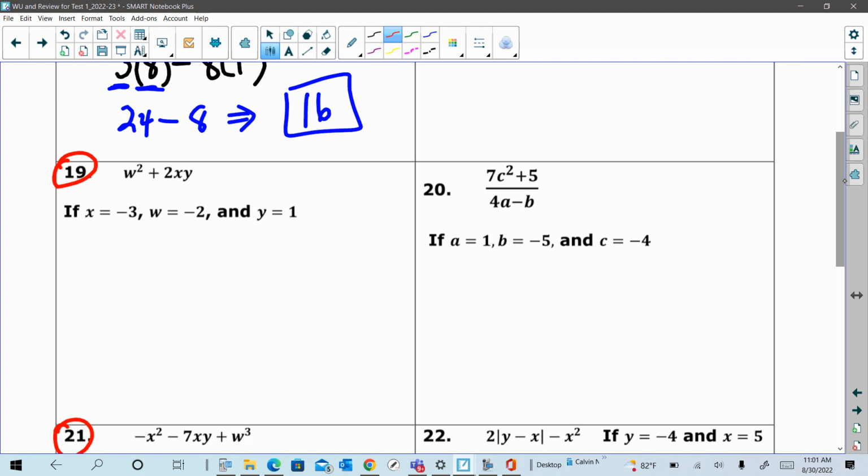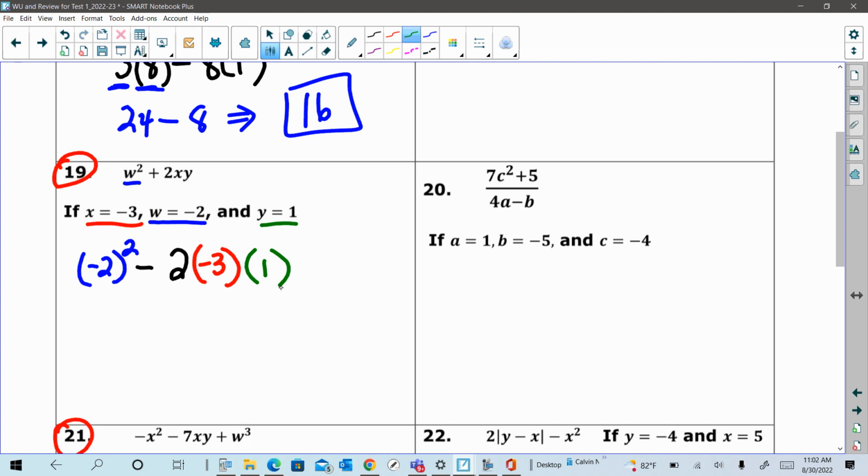So we're going to substitute our W here with negative 2. That W has an integer value. It has a negative. So we're going to just do parentheses, put a negative 2 inside the parentheses, raise it to a power 2. Then we're going to say minus 2x. Well, the x represents a negative 3. So parentheses negative 3. And then times y, xy, the y was 1. So parentheses 1.